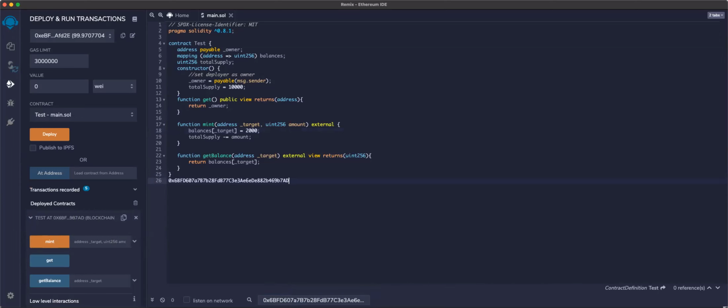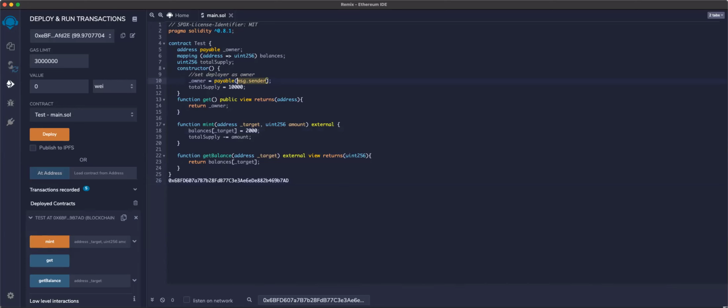Now, one thing I want to talk about is the owner of the contract, right? The owner of the contract, in most cases, is the person that executes the contract. Sometimes that address is called the deployer of the contract, right? So in this case, I'm simply setting the owner of the contract to the sender. The sender in this case is the person that executed this contract. Remember, I deployed this contract myself.